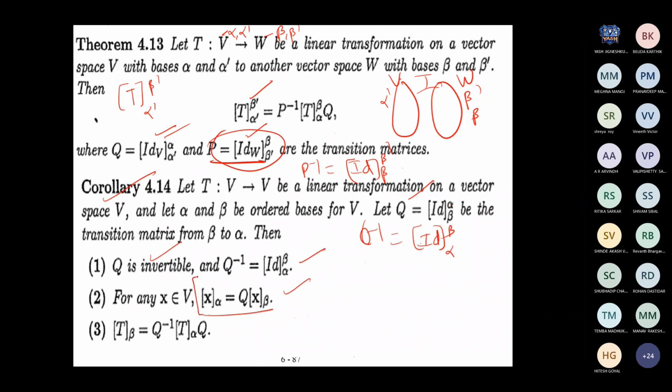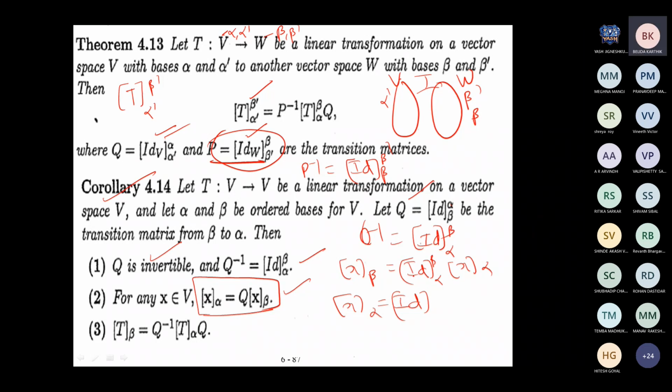Then you have seen this statement just now somewhere. What is this actually? We have seen it like this, right? X beta is ID alpha to beta into X alpha. So can you say what is X alpha? You take this to the other side, the left side. When you take this to the other side, it becomes the inverse of this matrix. So what is the inverse of this matrix? X beta is this one.